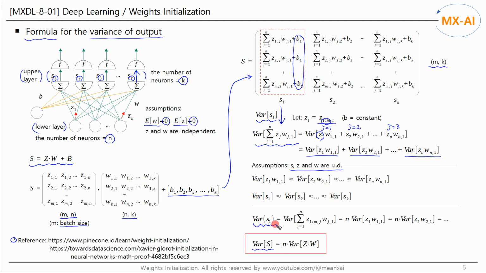Then, the variance of the first column of matrix S can be written as follows. Since S is IID, the variance of Si can be said to be equal to the overall variance of matrix S. For the same reason, Zi and Wi can also be written as matrices Z and W. Therefore, the variance of S becomes as follows. N is the number of neurons in the lower layer. This formula will be used in the Xavier Glorot and Kaiming He methods covered in the next 2 videos.